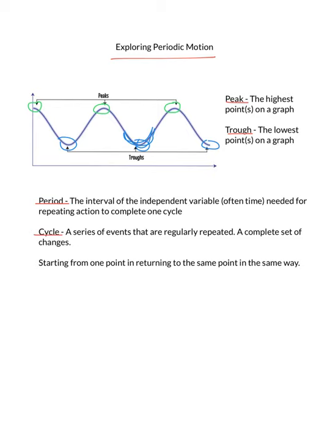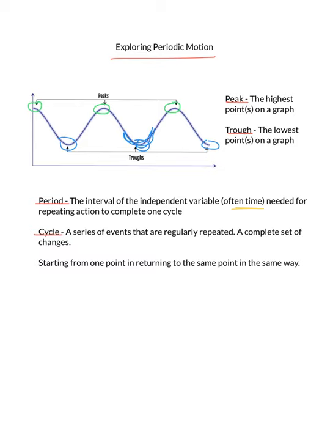The next word or definition that we're going to be talking about is period. So a period is the interval of the independent variable. So the independent variable is often time, okay? It doesn't have to be time, but a lot of times it will be. Needed for repeating action to complete one cycle.